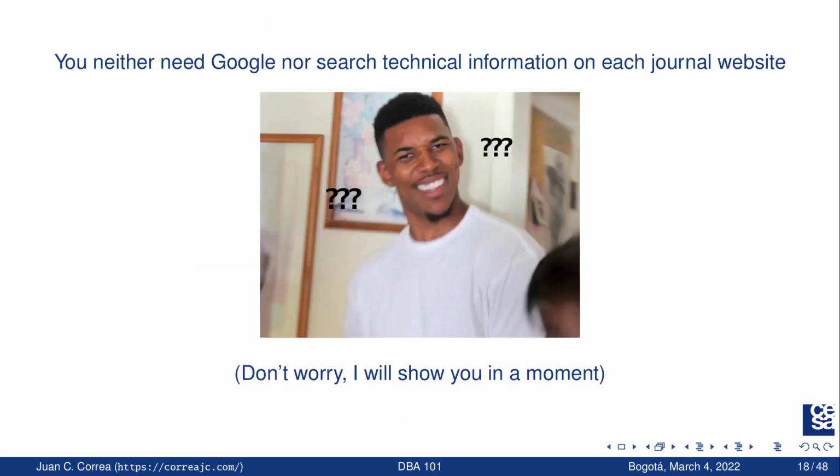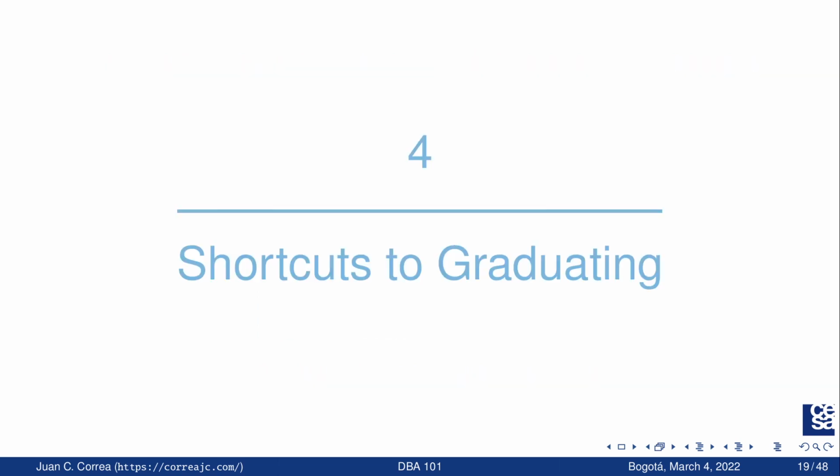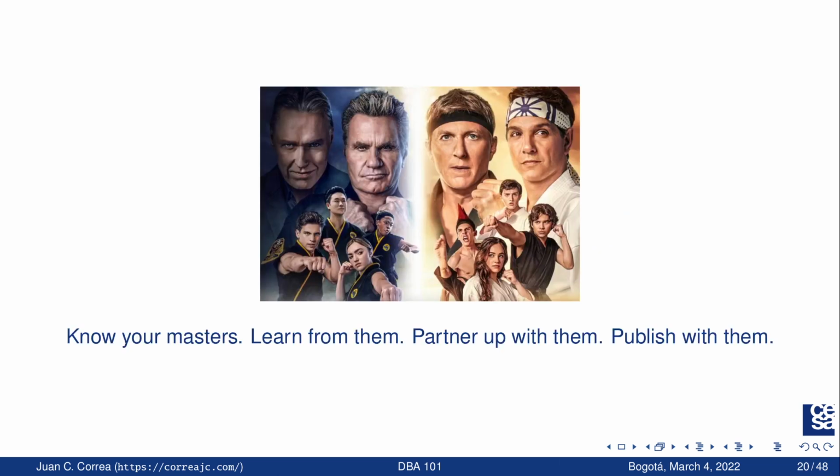But in order to follow this, you need neither Google nor to search technical information on each journal website. Don't worry, I'll show you in a moment. So before going to that particular point, I'm going to show you some shortcuts to graduating from a DBA. First things first, you really need to know your masters. You need to learn from them, partner up with them, as well as publish with them.